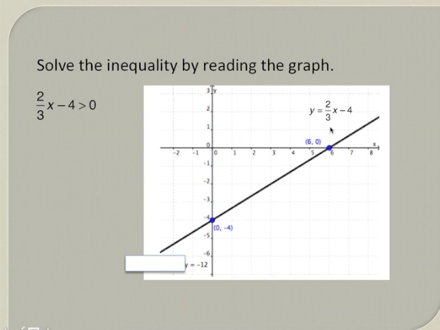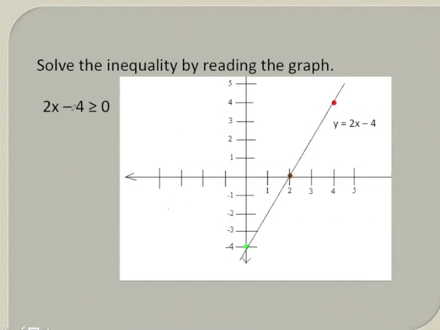Well, it's greater than 0 when x is here. That's when this line is greater than 0. So it's greater than 0 when x is greater than 6. And this is the solution.